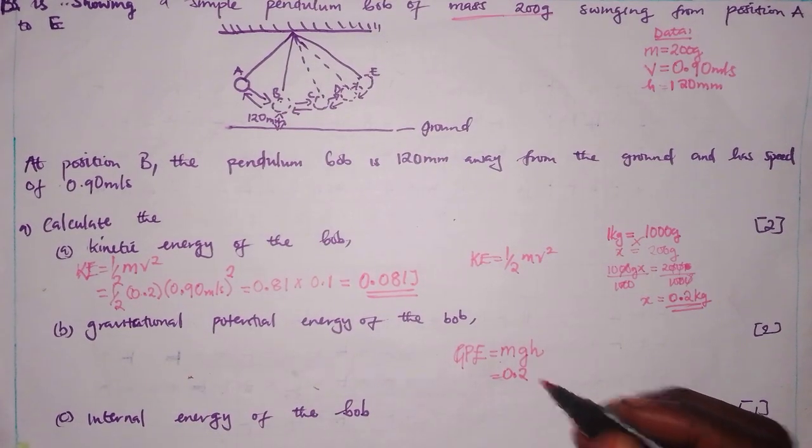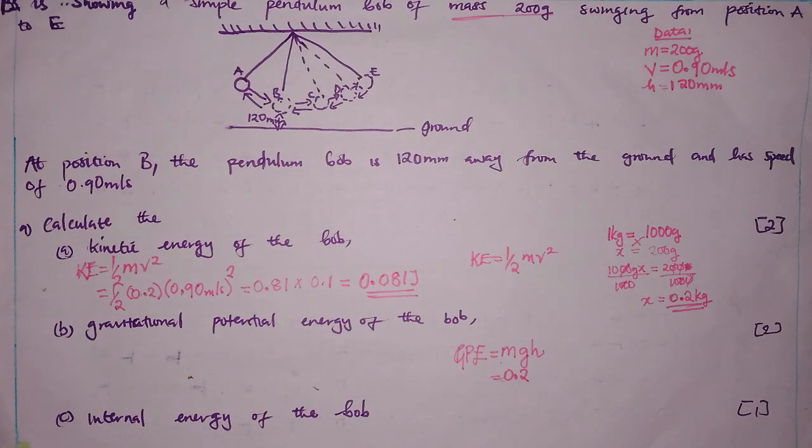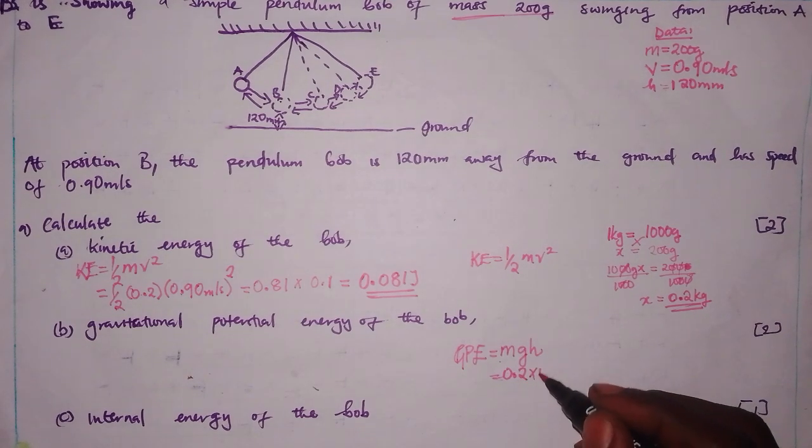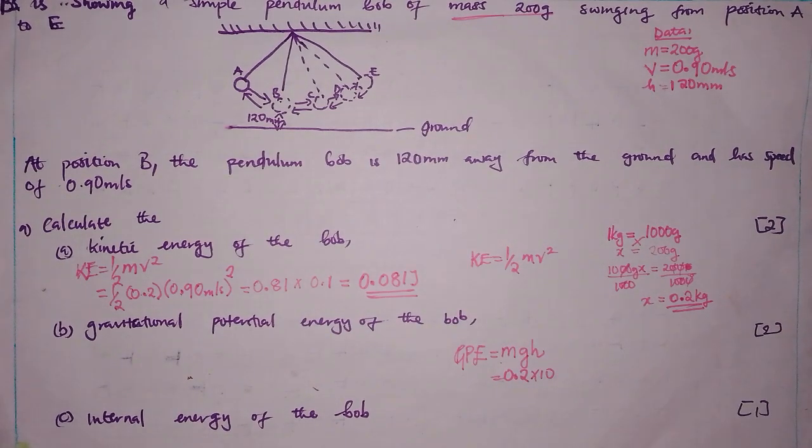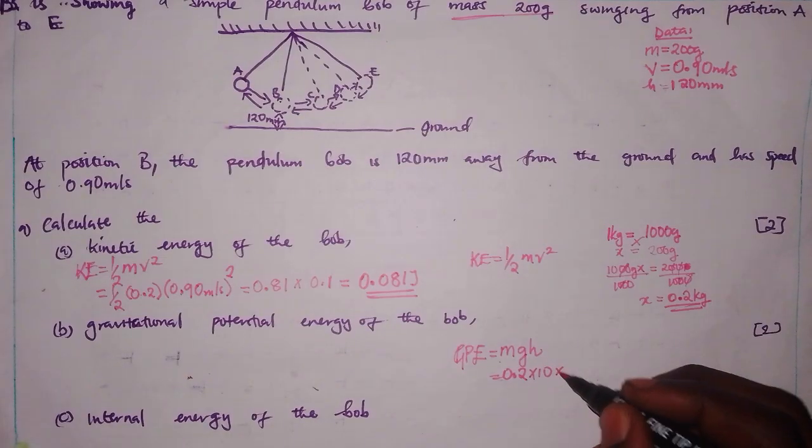0.2. Do we have our gravitational field? Of course, we have it. They may not give it to you in the question, but this is standard. Whenever you see the gravity, always remember that it's 10 meters per second squared or 10 newtons per kg. That's the gravitational acceleration. It is always the same, it's 10. So we say 10. Do we have our height? Yes, we have our height.